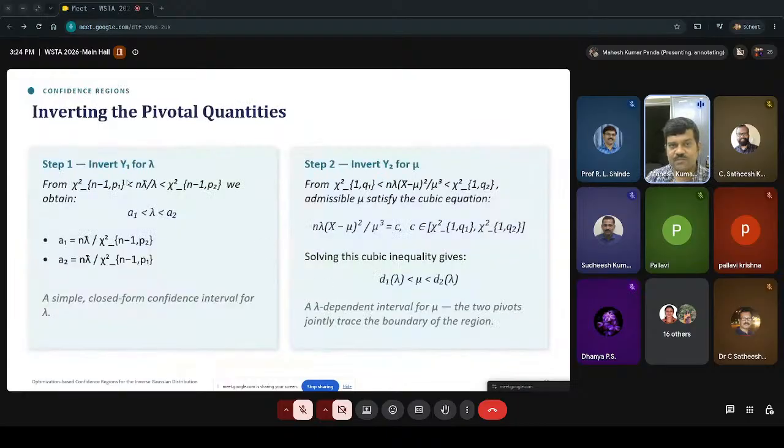Now this idea is basically that we are going to invert the pivotal quantities to get the threshold value, upper limit or lower limit, for the confidence region for lambda. So if you invert the pivotal quantities for lambda, then what happens? You get a1 equal to n times lambda hat divided by chi-square n minus 1 p1, and a2 equal to n lambda hat divided by chi-square n minus 1 q1.